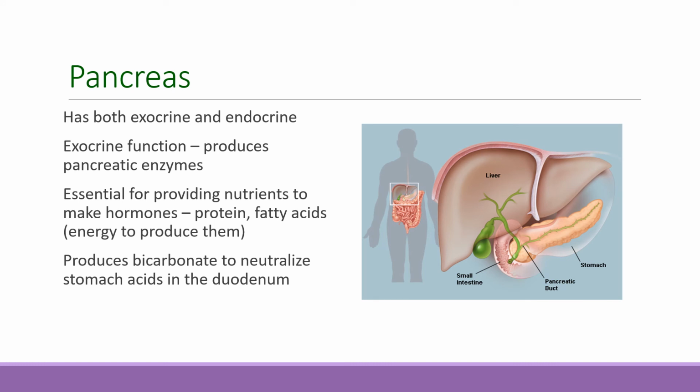Pancreas also produces bicarbonate to neutralize stomach acids in the duodenum. So when your food materials that are mixed with stomach acid move into the duodenum, they need to be neutralized. And it's the bicarbonate that does this. And then once the material from the stomach now has an alkaline pH, the enzymes from the pancreas will work because they work in an alkaline environment. They don't work in an acid environment. So neutralizing stomach acids when substances enter into the duodenum is very important.